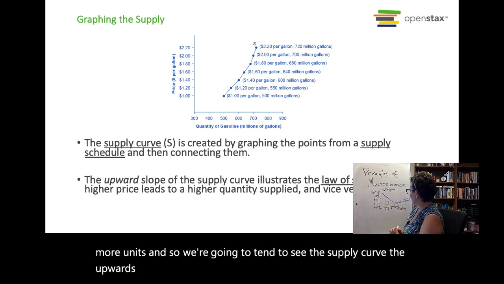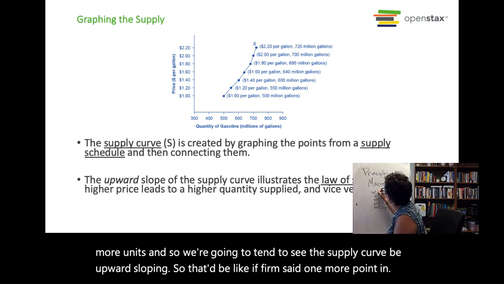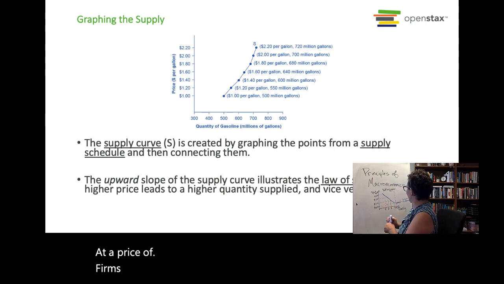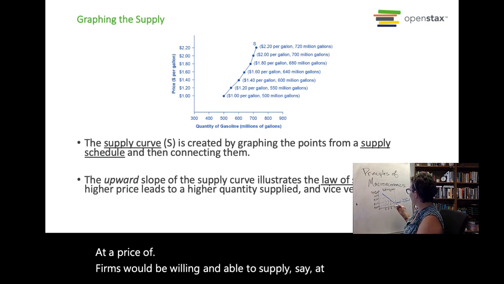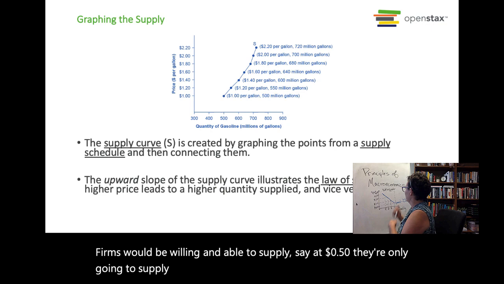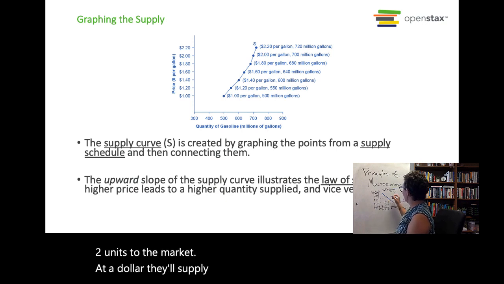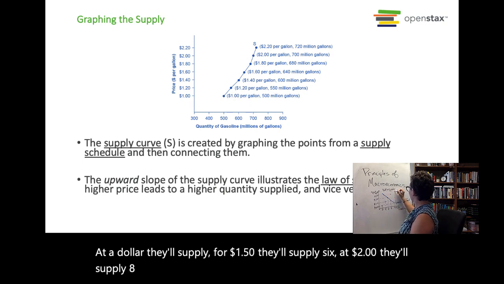So we're going to tend to see the supply curve be upward sloping. So that'd be like if we put one more point in, firms would be willing and able to supply, say, at 50 cents, they're only going to supply maybe 2 units to the market. At $1, they'll supply 4. At $1.50, they'll supply 6. At $2, they'll supply 8. And at $3, they'd supply 11.